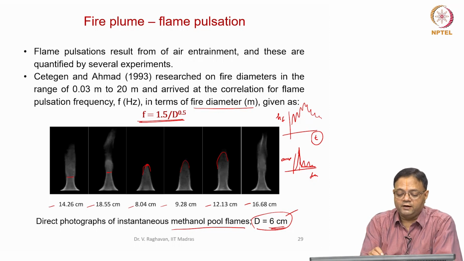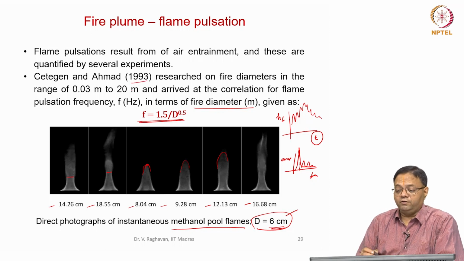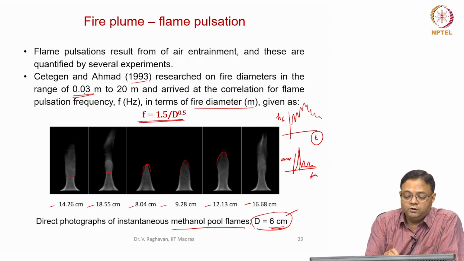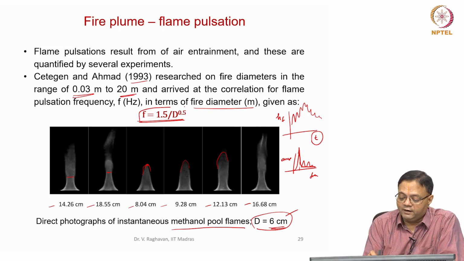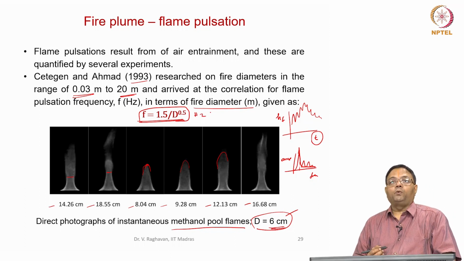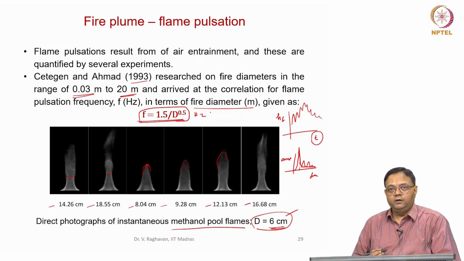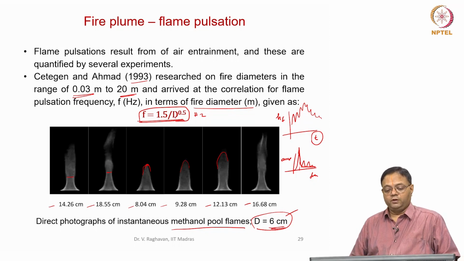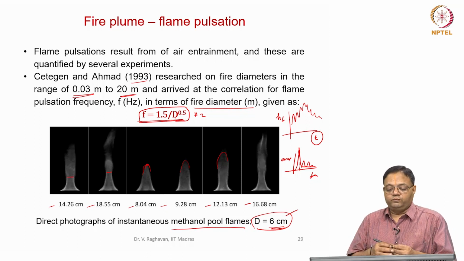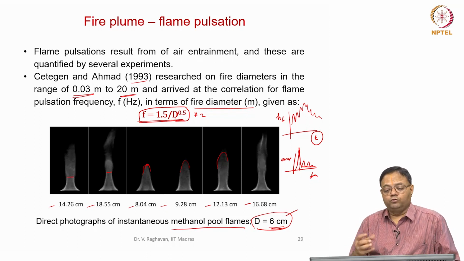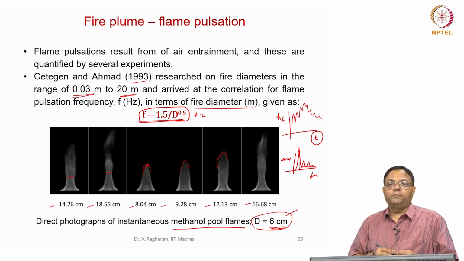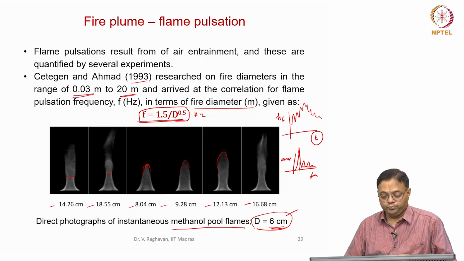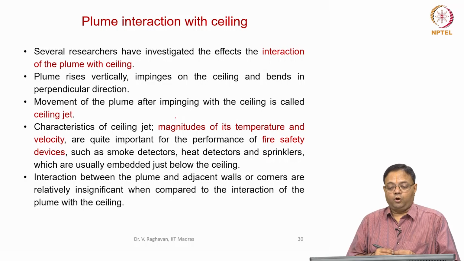Sarijan and Ahmad did this in 1993 by considering fires of diameters 0.03 meters to 20 meters, and they say that the frequency in hertz will be 1.5 divided by the diameter in meters to the power 0.5. So you see that for smaller pools, the oscillation frequency will be higher.